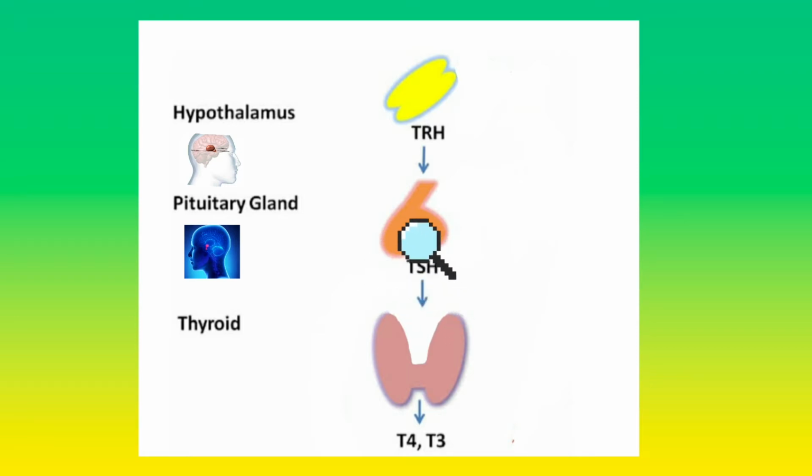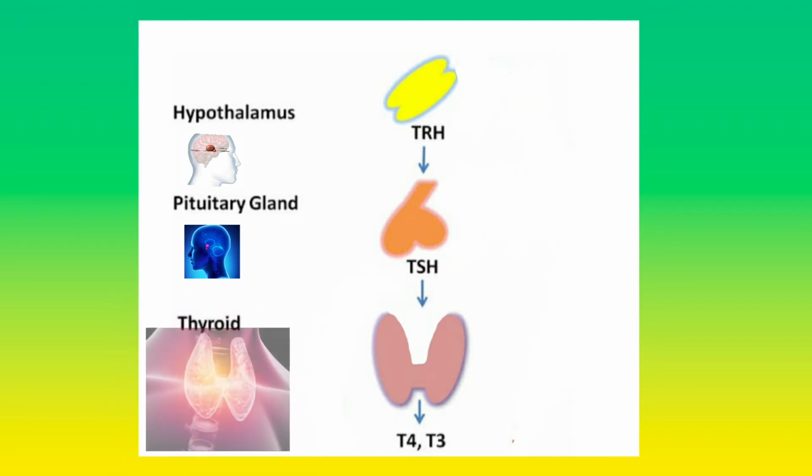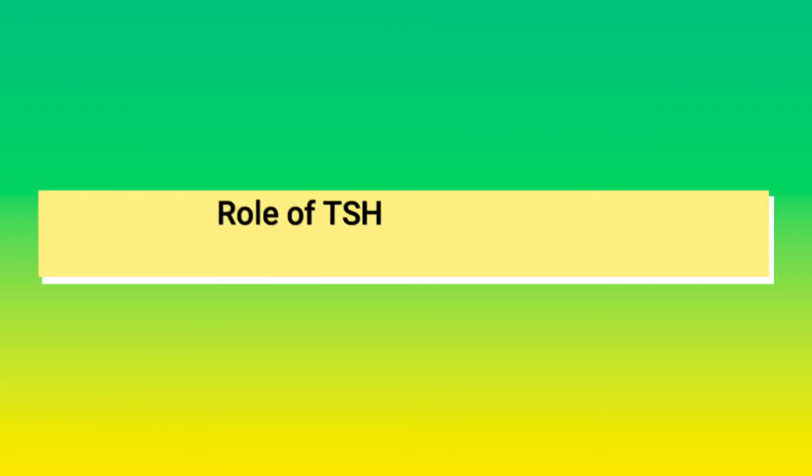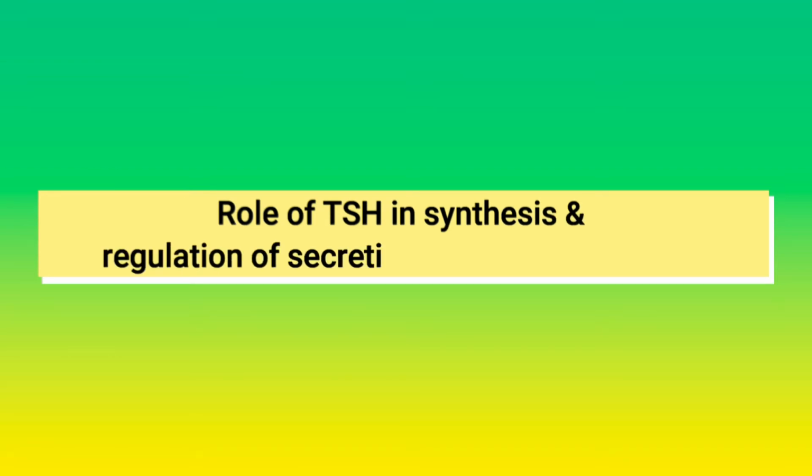Now, this TSH, or thyroid stimulating hormone, secreted by the anterior pituitary is the major factor regulating the synthesis and release of thyroid hormones. It is also necessary for the growth and secretory activities of the thyroid gland. Thus, TSH influences every stage of formation and release of thyroid hormone. Now let's learn what is the role of TSH in the synthesis and the control mechanism of thyroid hormone secretion.